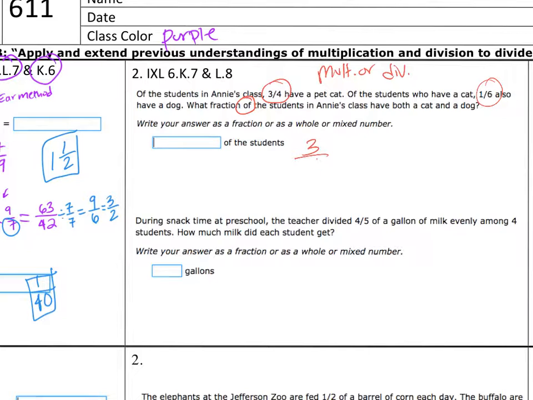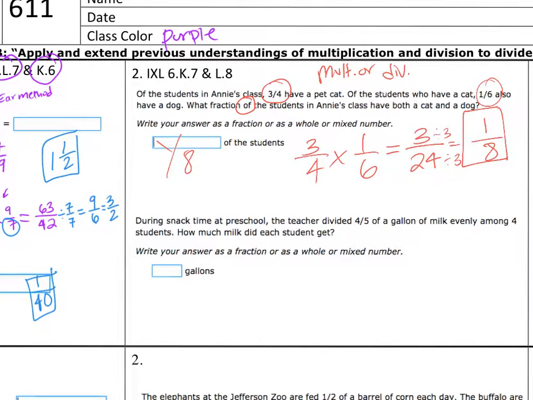So you have 3/4 times 1/6. 3 times 1 is 3. 4 times 6 is 24. You can reduce that. Both of those are divisible by 3. 3 goes into 3 one time. 3 goes into 24 8 times. So you have 1/8 of the students have both a cat and a dog.